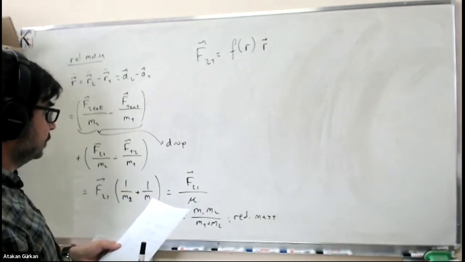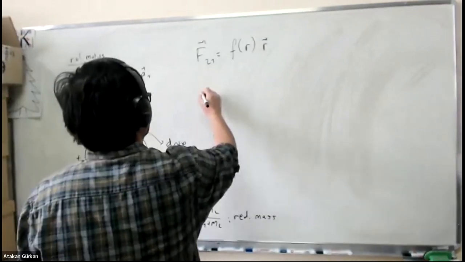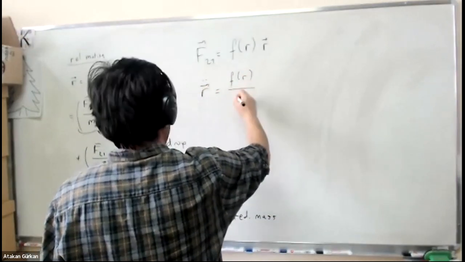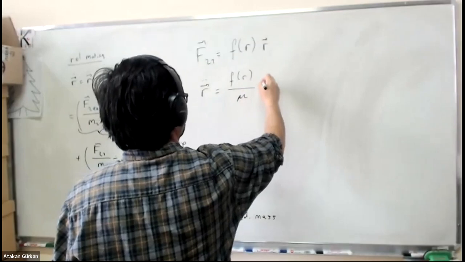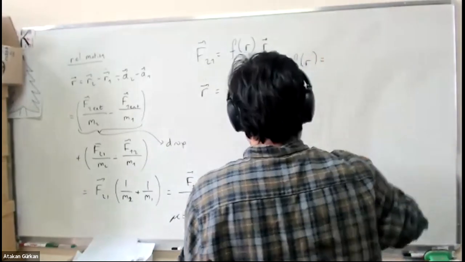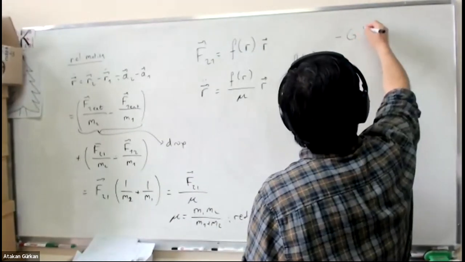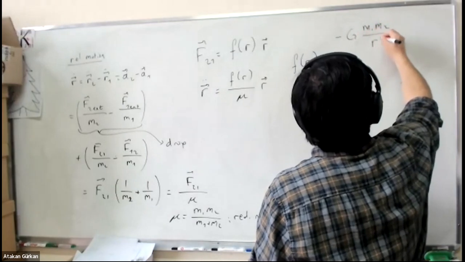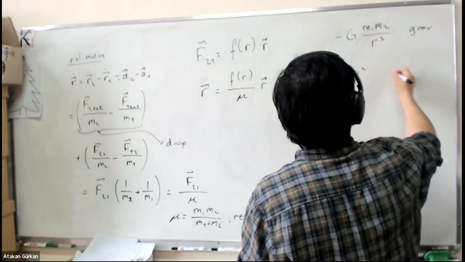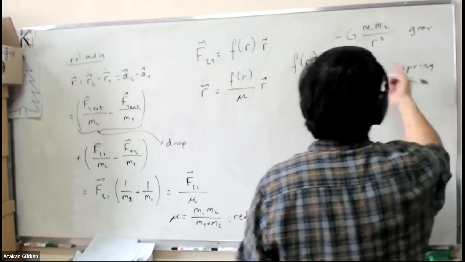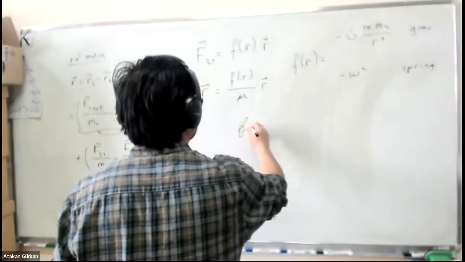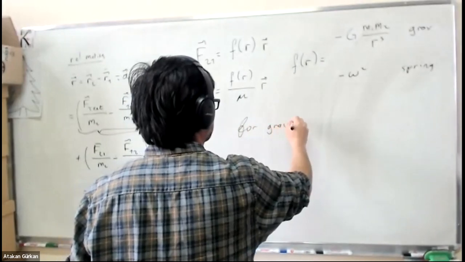Now, in this case, if you take this, then your A, or r double dot, is going to be f of r divided by mu times r, and for this f of r we can write a couple of cases here. It's going to be minus G m1 m2 by r cubed for gravity, and it's going to be minus omega squared for spring. Sometimes we write it as minus k. Now for gravity, which is what we're going to see in the next chapter.